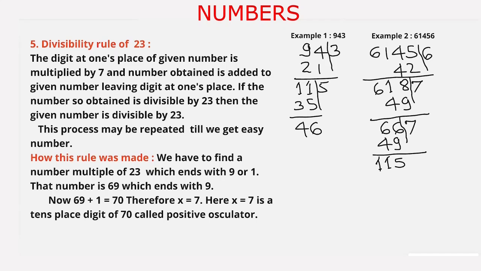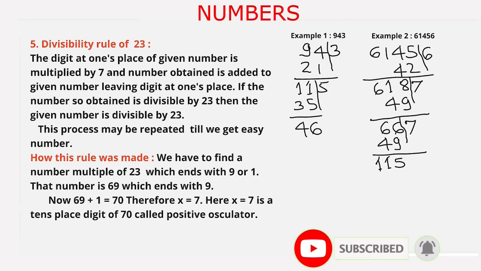But if you still have difficulty, then repeat the same process as we have done in the first example. Here you see that 115, we repeated this process again, and finally we got 46, and 46 was divisible by 23. Therefore the given number was divisible by 23. Similarly, we will get 46 at the end, and 46 is divisible by 23. Therefore the given number 61456 is divisible by 23.